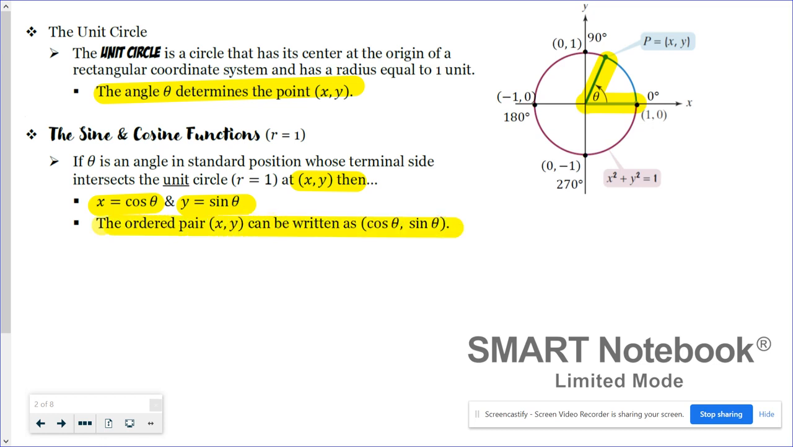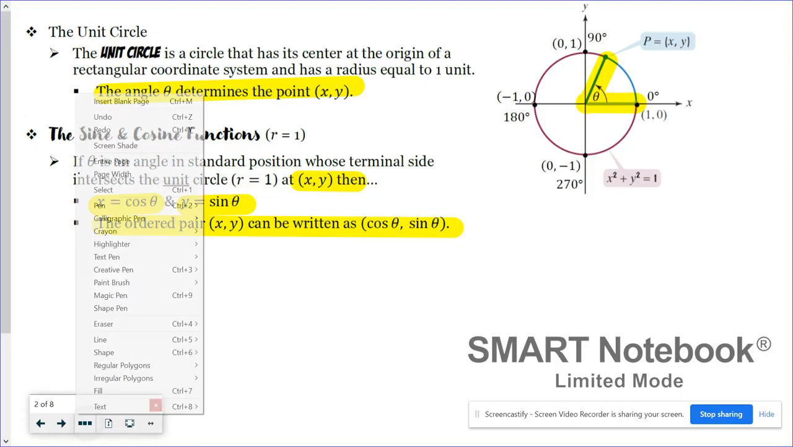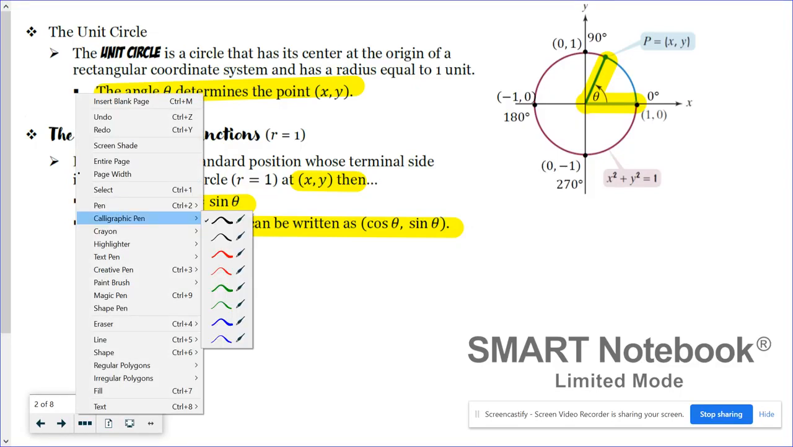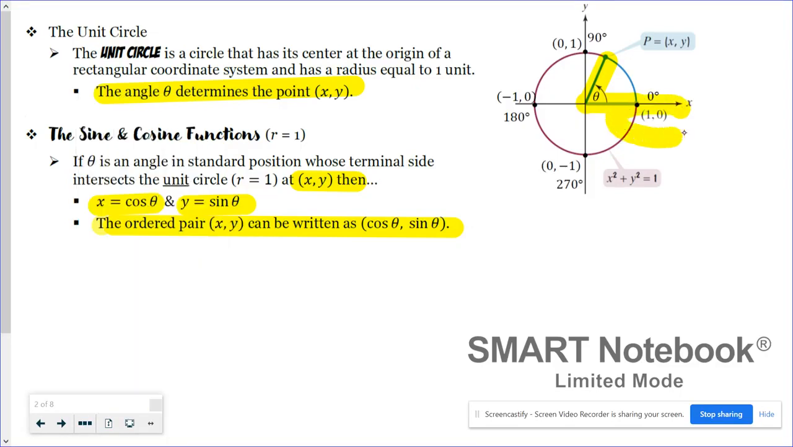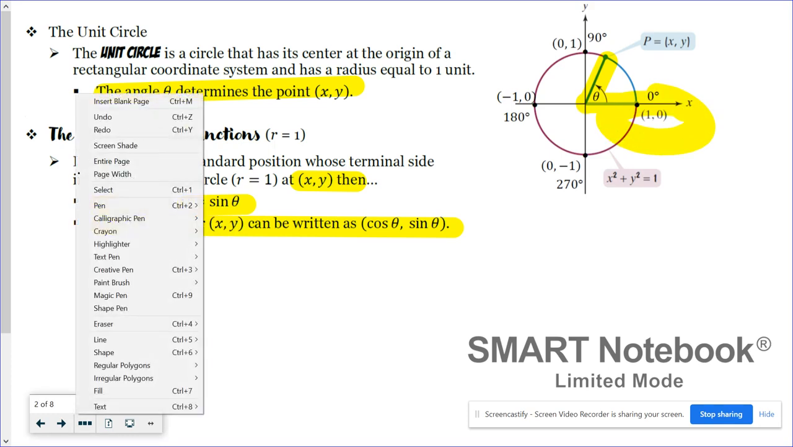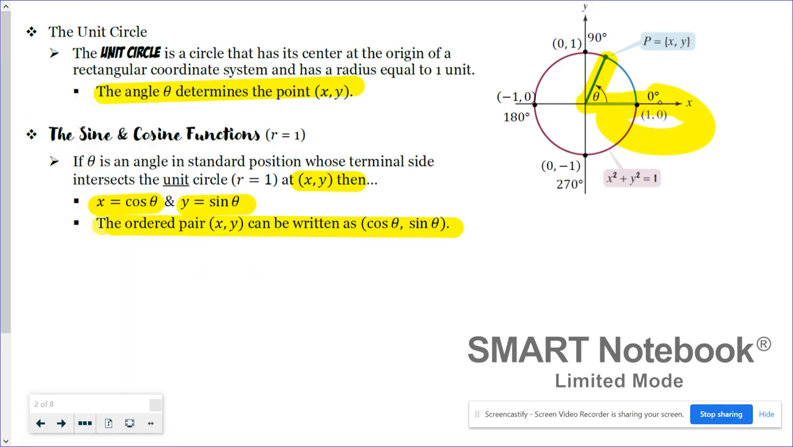There are some angle measures already on the unit circle, as you can see. At 0 degrees, we have the point 1, 0. That x coordinate of 1 is cosine of 0 degrees. So that's saying that cosine of 0 degrees is equal to 1, and sine of 0 degrees is equal to 0.